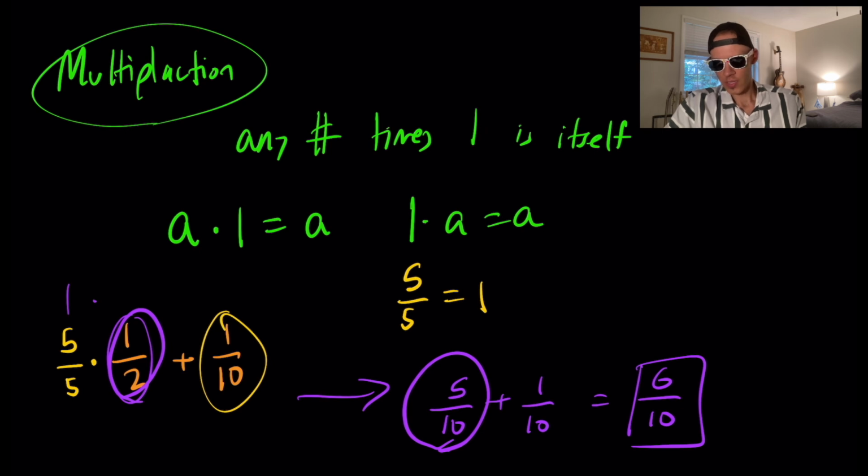So this is how we can use the identity property of multiplication to make adding fractions, for example, a little bit easier.